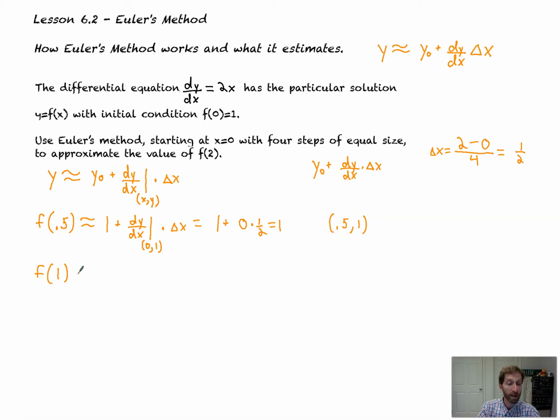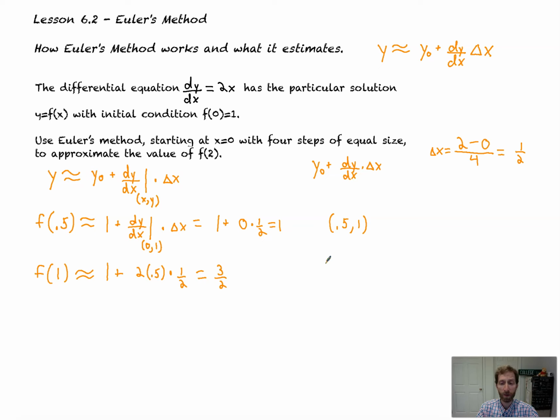So f of 1 is approximately our starting y value, still 1, plus dy/dx. I'm not going to plug it in like this each time. It's dy/dx at (0.5, 1). So you plug in 0.5 into the slope, 2 times 0.5. That's the derivative at the x value 0.5. And we multiply that by 1/2. Well, that's 1 plus 2 times 0.5, which is 1, times 1/2, which is 1/2. So you get 1.5 or 3/2.